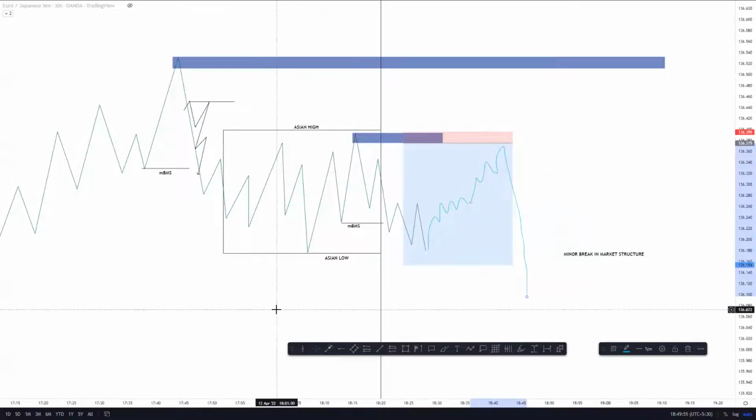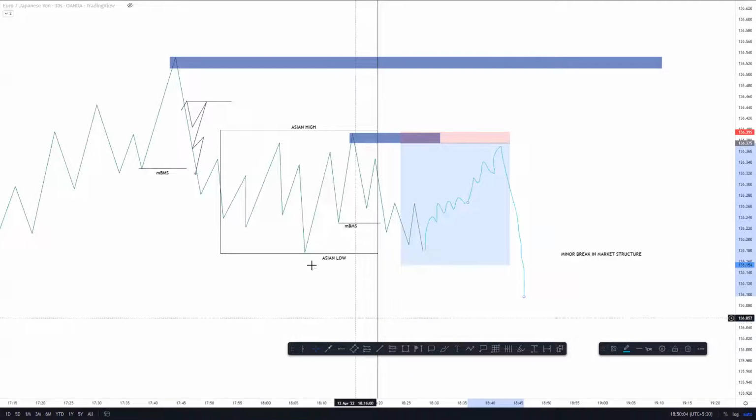Did you understand? What do you risk? How much do you risk? Same 1% or 1.5%. Right, lovely.